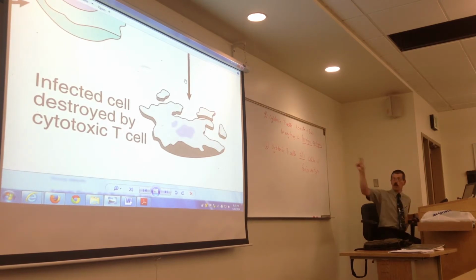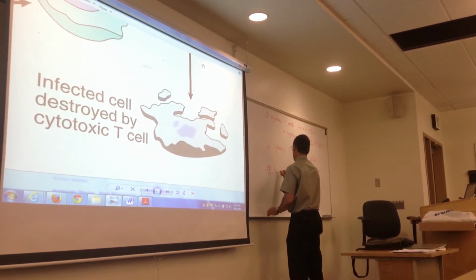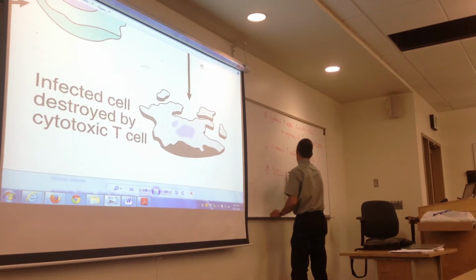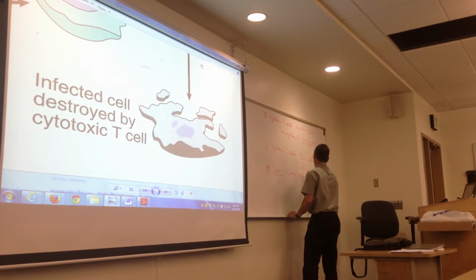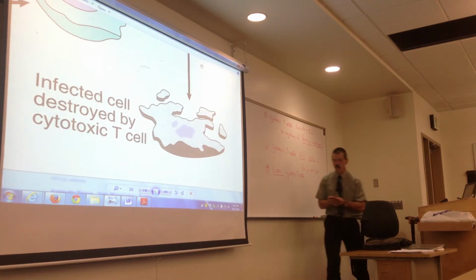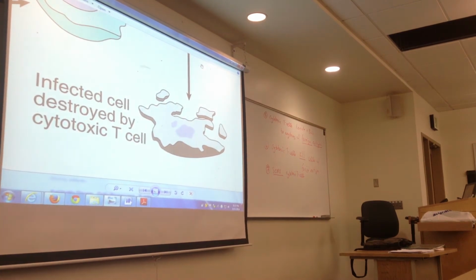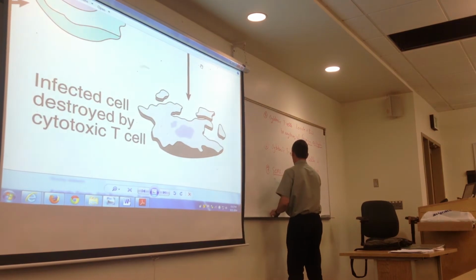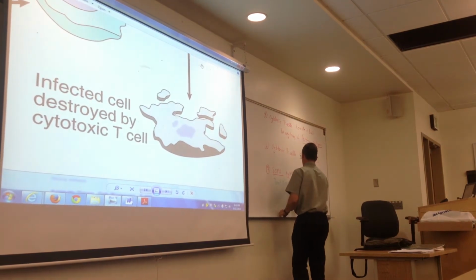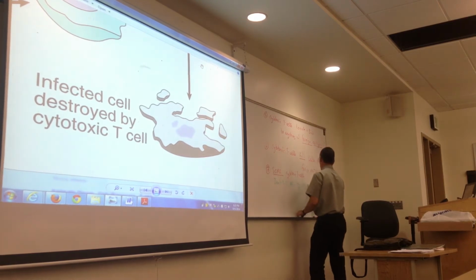But wait, we're not done, because there's a step 7. Some of the cytotoxic T cells, some of them, not all of them, don't attack. They don't kill, but stay inactive.